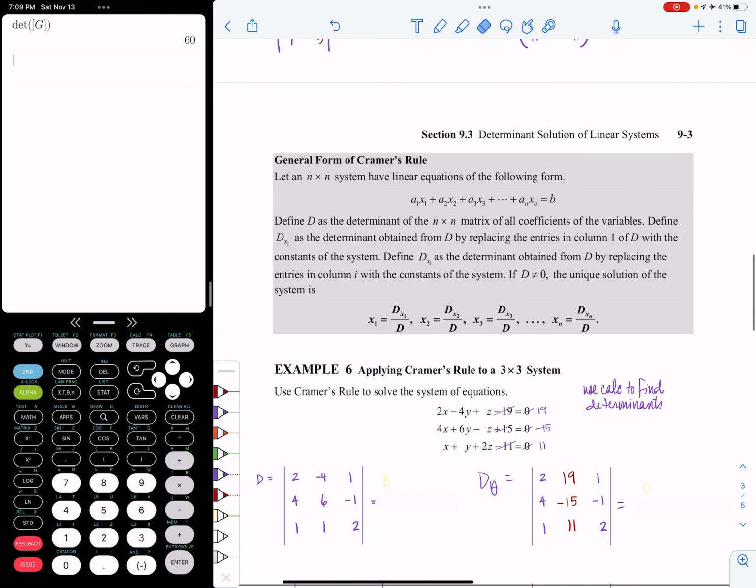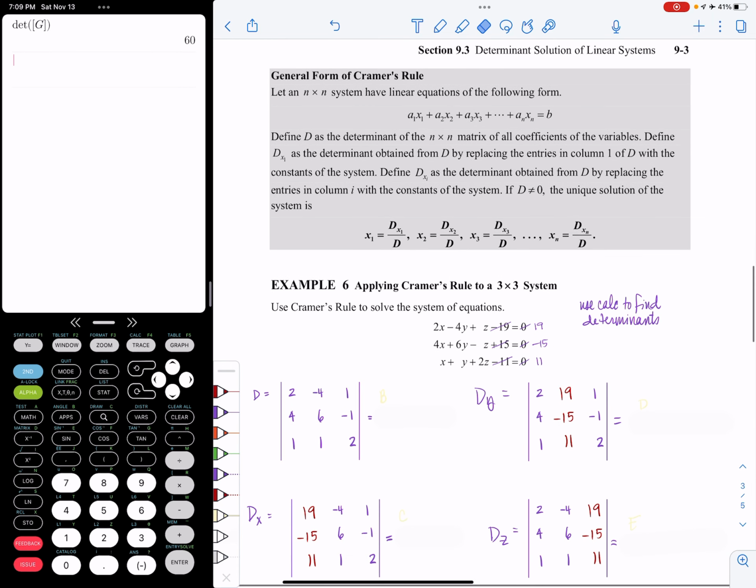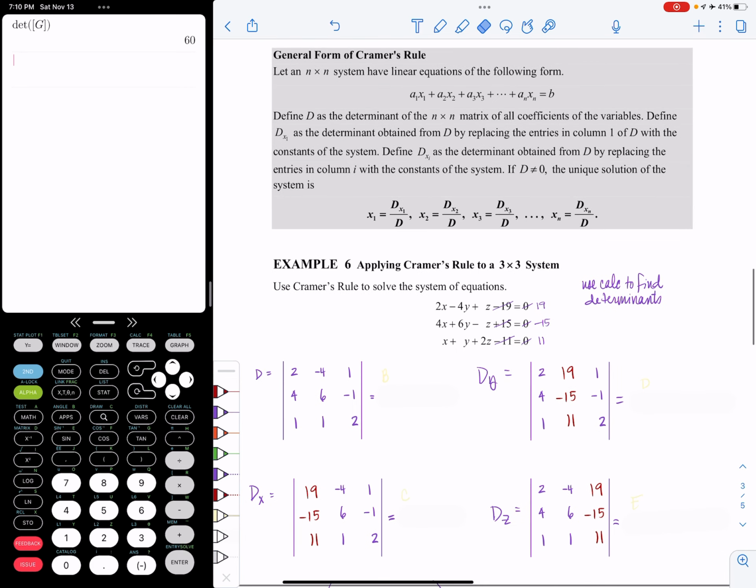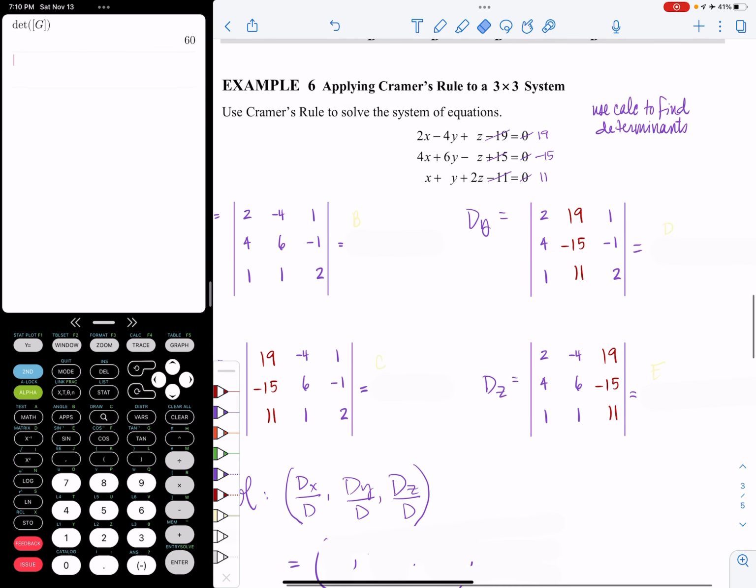Now, the general rule for Cramer's rule is that I can adapt this to any number of equations in my system. Basically, to get the x value, it'll be d sub x over d. To get the y value, d sub y over d. To get the z value, d sub z over d. And so on and so forth. We will never get past three equations in this particular course, but this does expand to any number of equations. So that's what that gray box says.